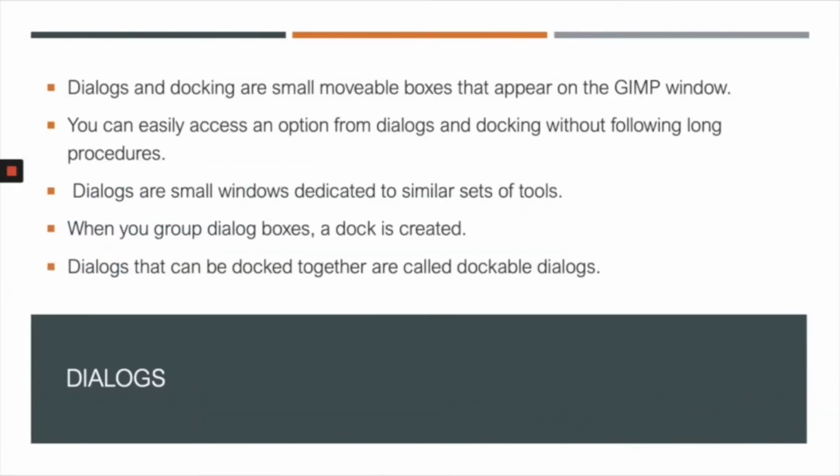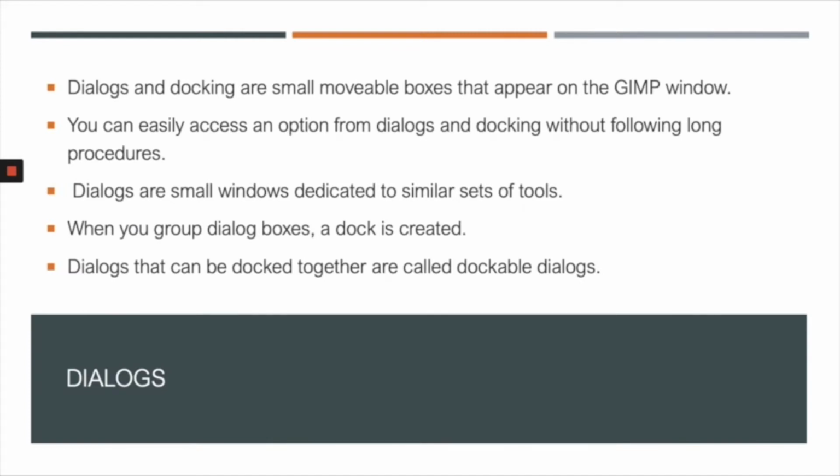What are dialogs? Dialogs and docks are small movable boxes that appear on the GIMP window. You can place them anywhere in the GIMP window. You can easily access an option from dialogs and docks without following long procedures. These boxes are for various purposes, and you can easily access them when you place them next to where you want.